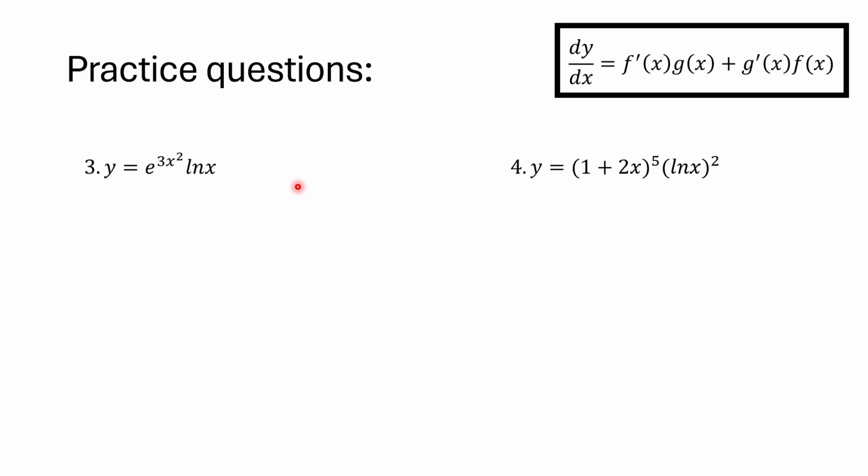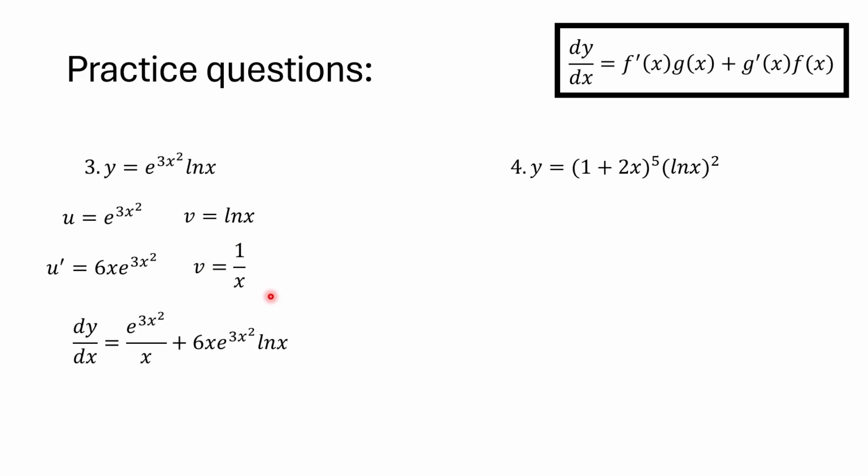Question 3. You can say u is equal to 3x, e to the 3x squared. v is equal to the natural log of x. u' is equal to 6x e to the 3x squared. And this should be v', sorry. v' is equal to 1 over x. And then if we apply the formula, you get this. And not much simplifying can be done. So that's kind of just there.